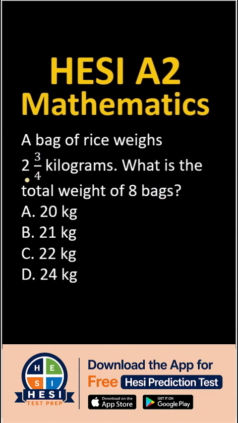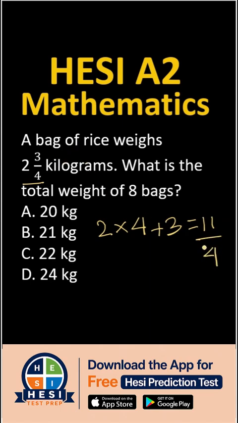So first, let us convert this mixed fraction into an improper fraction. So we multiply the whole number by the denominator. That gives us 2 times 4, and we add the numerator, plus 3. So 2 times 4 is 8, 8 plus 3 is 11, and that becomes the new numerator and the denominator stays the same. So that's 11 over 4.